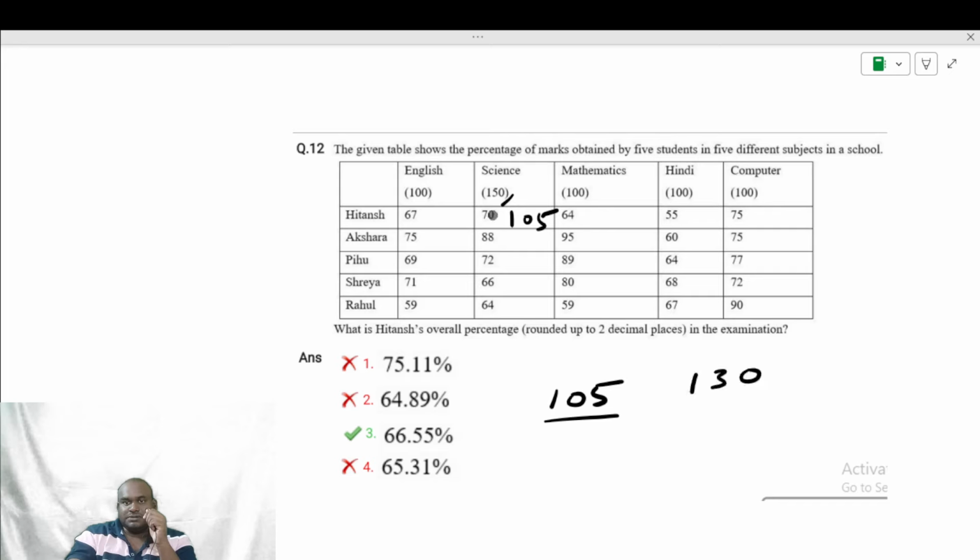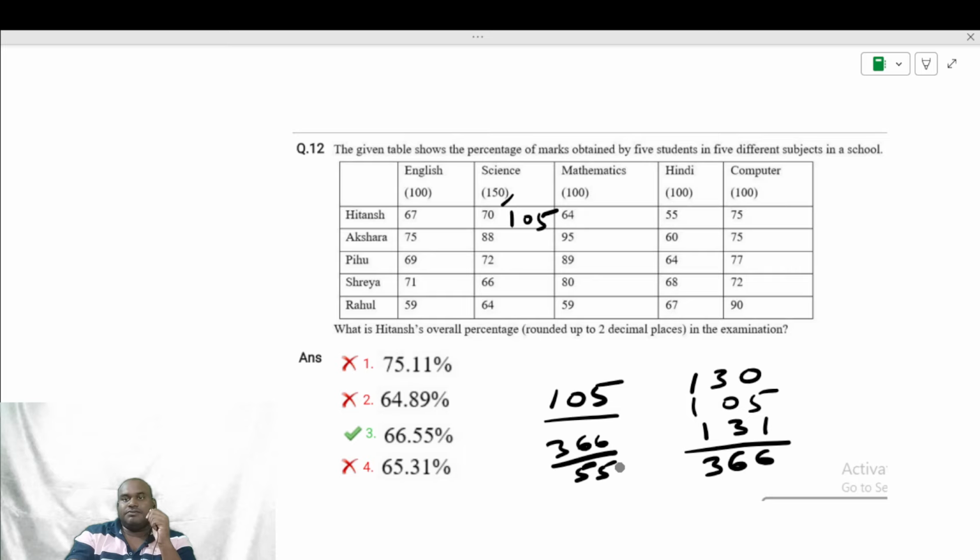Next year, see, 105. Next, 64, 67, 120, 130. The marks are 366. So 366 divided by total marks, how many? 550.